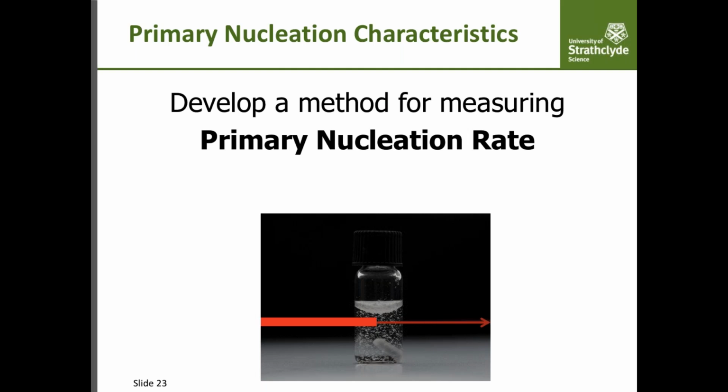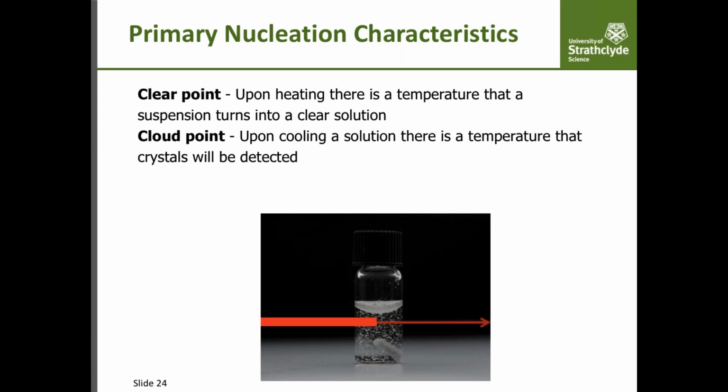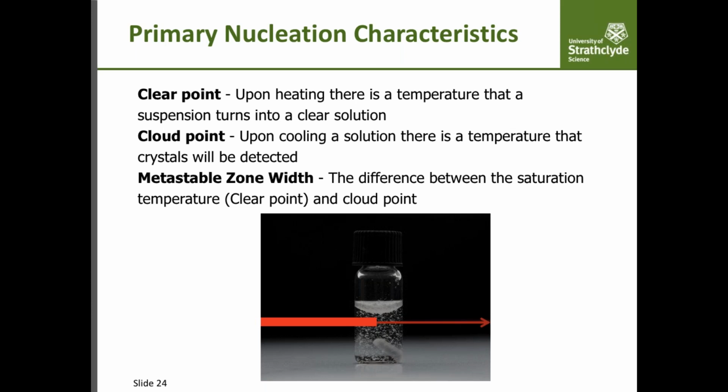So our idea was to develop a method for measuring primary nucleation rates based on measuring the transmission of light of these samples. So we know the clear point: upon heating, there's a temperature at which the suspension turns into a clear solution. But we also have cloud points, where upon cooling of a solution there is a temperature at which crystals will be detected. And then the difference between clear and cloud points of the same sample is the metastable zone width.